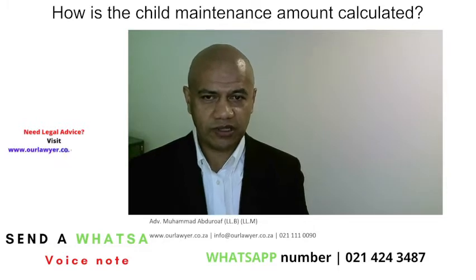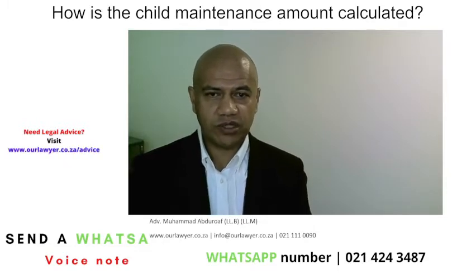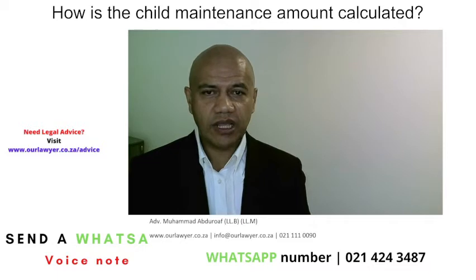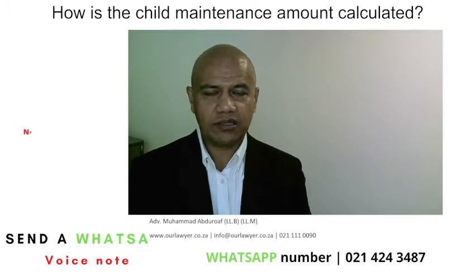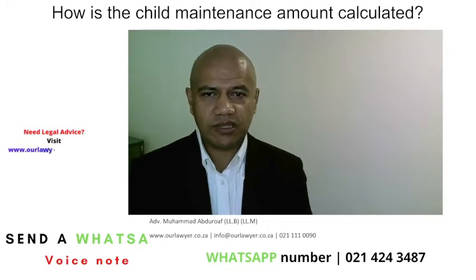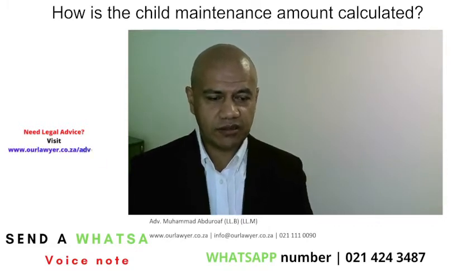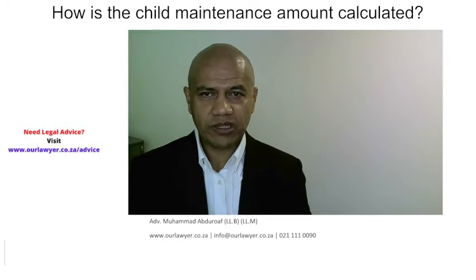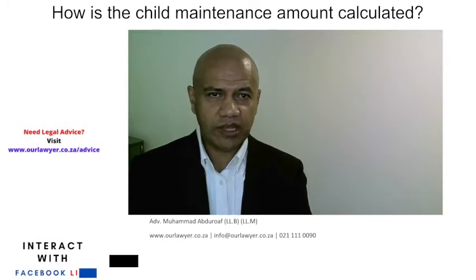Each family is different. I can only answer those questions once I've obtained relevant information, numbers from the parties, and then I can calculate a reasonable amount of child maintenance, which is fair, equitable, just, and obviously in the child's best interest. So that's our starting point. How is the child maintenance amount calculated?